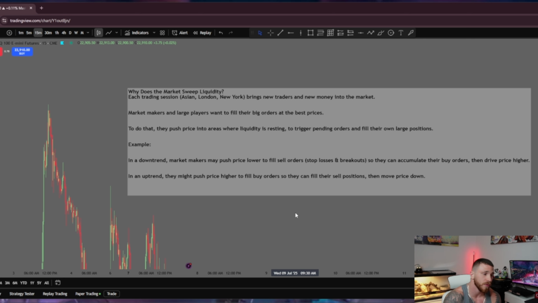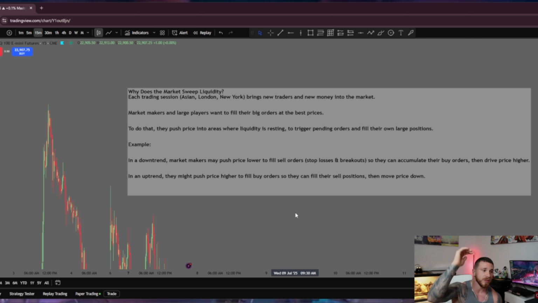Correct? So for example, if we're in a downtrend, market makers may push price lower to fill sell orders like stop losses and breakouts so they can accumulate their buy orders and drive price higher. In an uptrend, market makers may push price higher to fill in their buy orders so they can fill their sell position, then move price down.